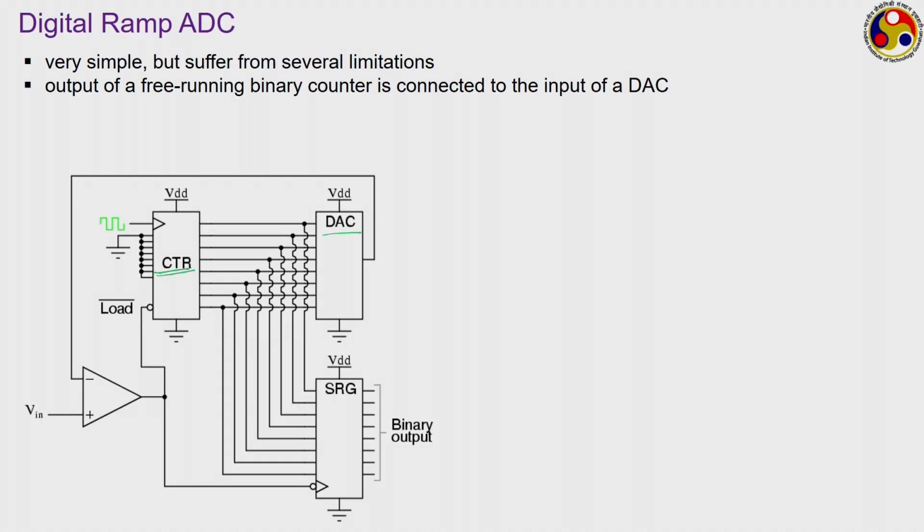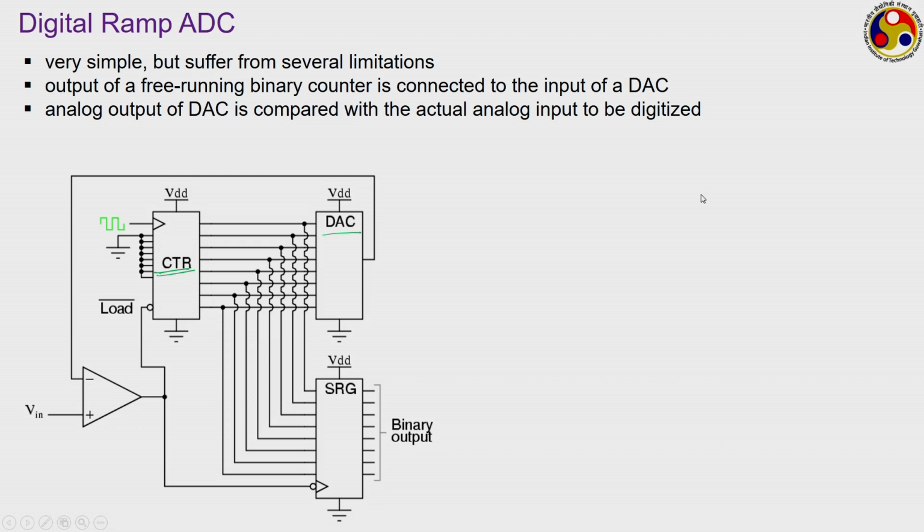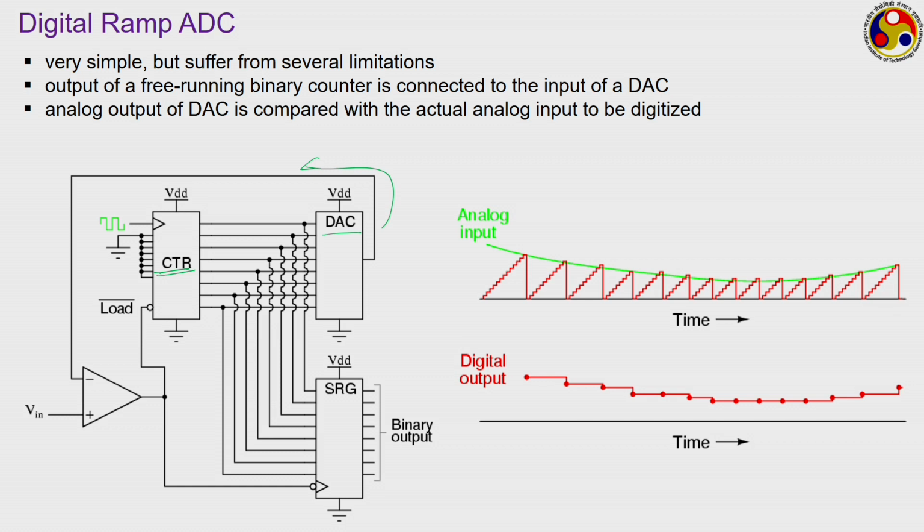The output of this free running binary counter is supplied to a DAC, or digital to analog converter, and the output of this DAC is directed to a comparator where it is compared with the actual analog input. As long as your analog input is higher, the counter will be allowed to run. But whenever the output of your digital to analog converter becomes higher, then of course at that instant you have crossed the analog value. So, we should stop.